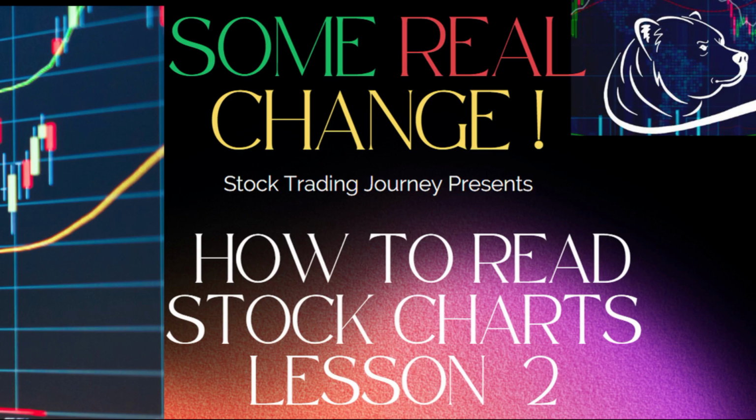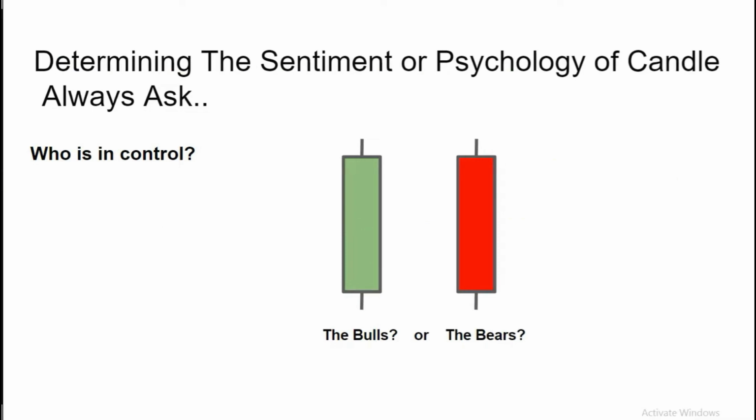Today, we're going to continue our discussion on candlestick analysis, looking at how we determine the sentiment or the psychology of a candle. Now, when analyzing candles, the main thing you always want to ask yourself is who's in control? Is it the bulls or is it the bears? Now, you can answer that question by looking at different components of the candle.